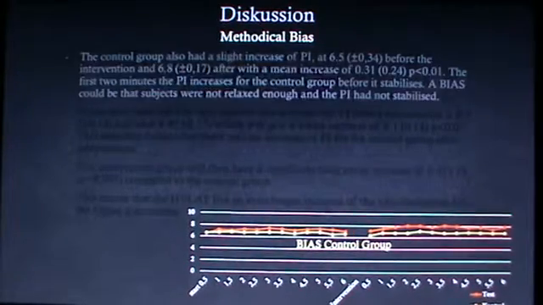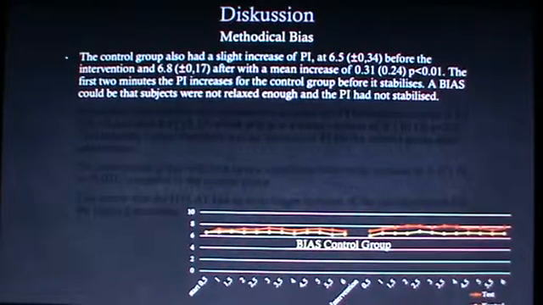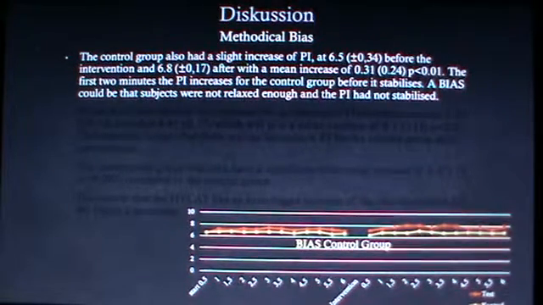Bias. The control group also had a slight increase of perfusion index after the intervention of 0.31. The perfusion index increased in the first 2 minutes for the control group before it stabilized. A bias could be that the subjects were not relaxed enough and the perfusion index had not stabilized.